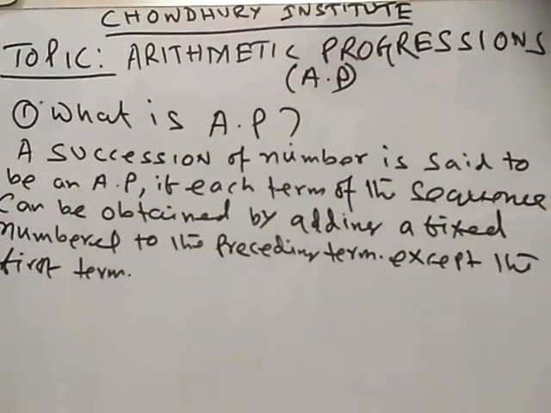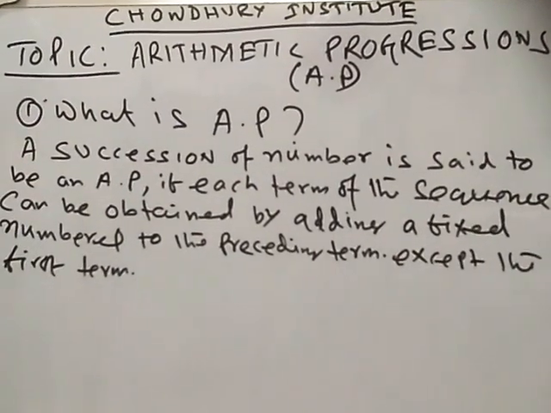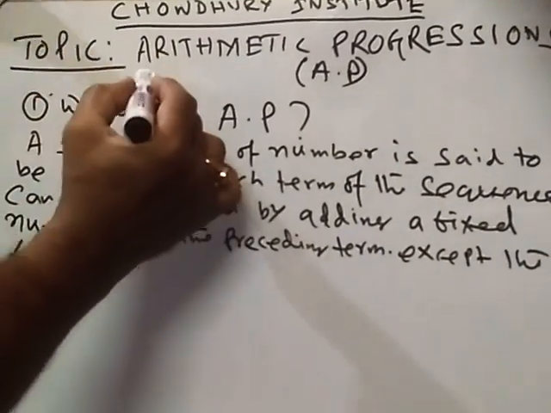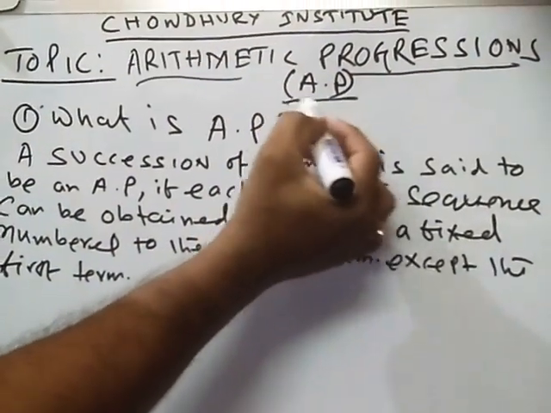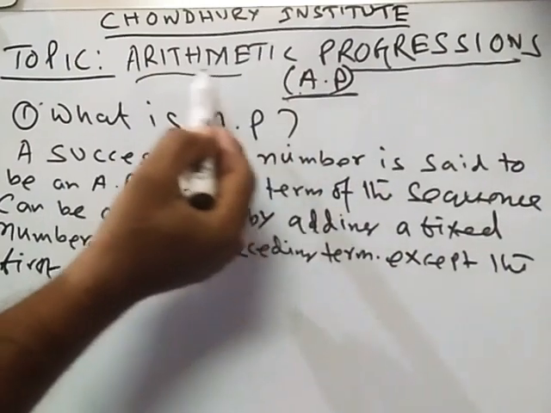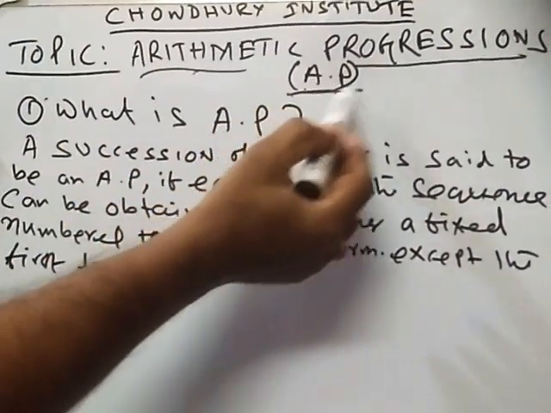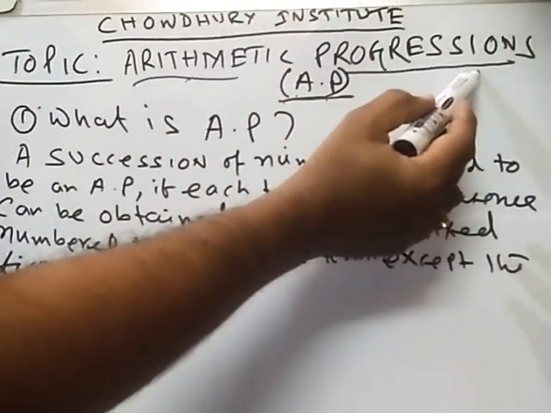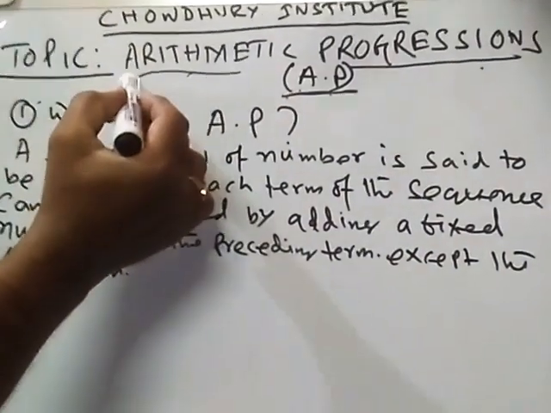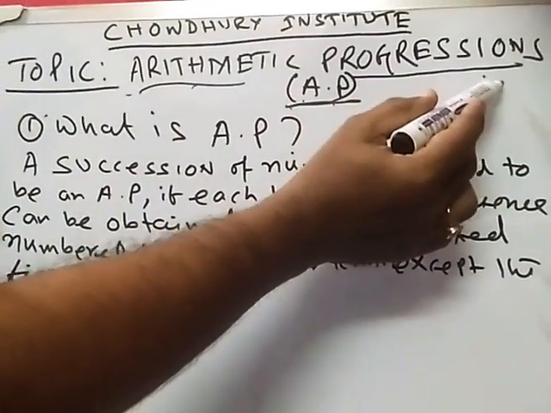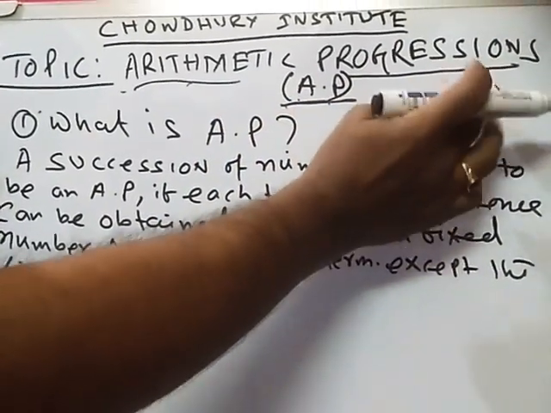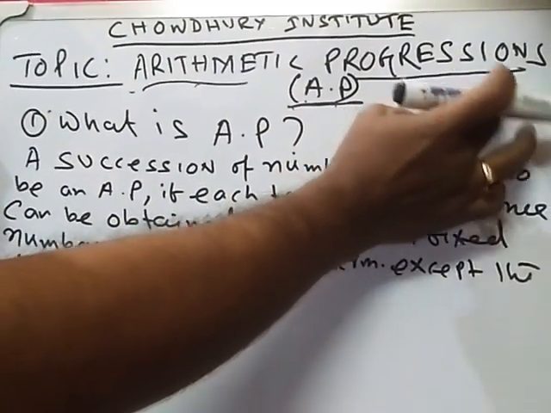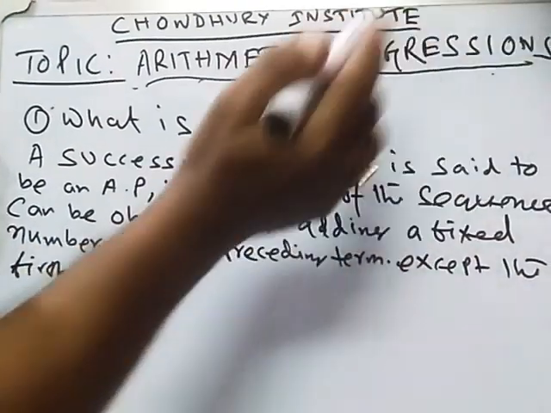Okay, let's discuss a new topic today, that is arithmetic progression. In brief, it is AP. A stands for arithmetic, P stands for progression. This is an important chapter of math and very interesting. Keep it in mind, so listen very carefully. If you have any doubt, you can ask me.